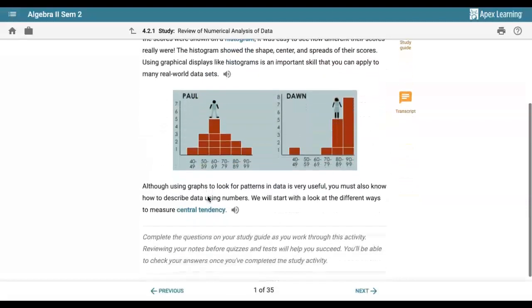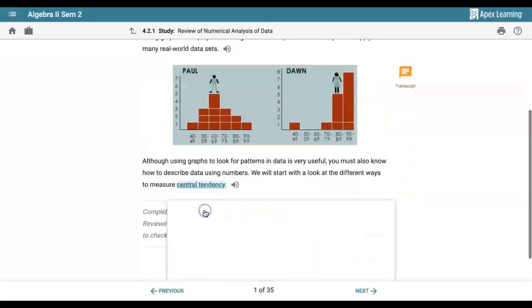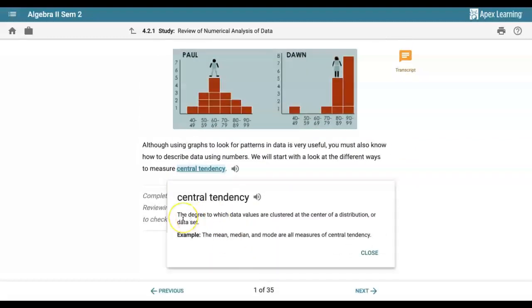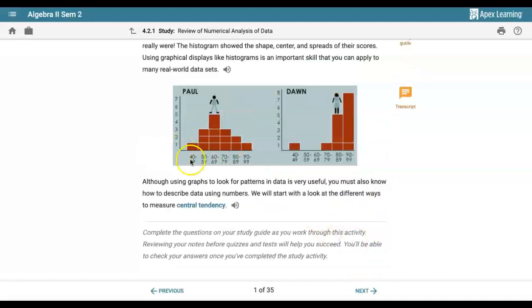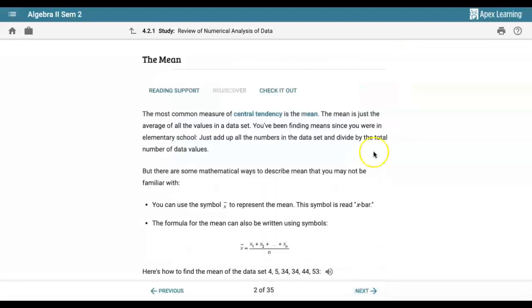All right, so we just talked about a histogram. And now we're going to start talking about this thing called central tendency. The formal definition of that is the degree to which the data are clustered at the center of a distribution or our data set. So again, what does the clustering look like? That's what we're talking about with central tendency.